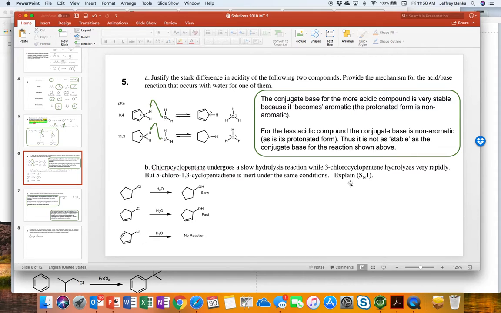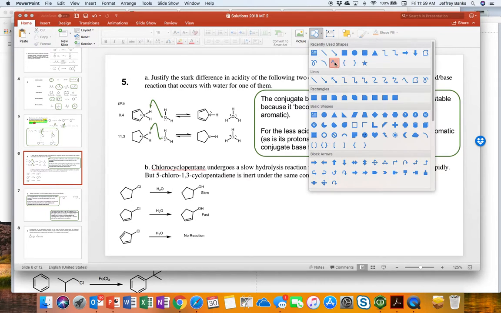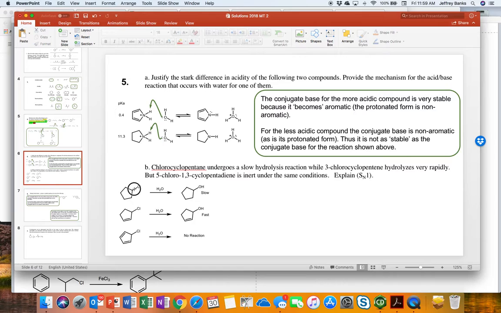So what's going on here? I've said explain. I've told you it's an SN1 reaction. So we have to take a look at how an SN1 reaction proceeds. And we don't have to draw a whole lot. We know in an SN1 reaction what happens is we will lose chloride in the first step for each of them. I'm just going to copy that because the mechanism is the same in each of them.